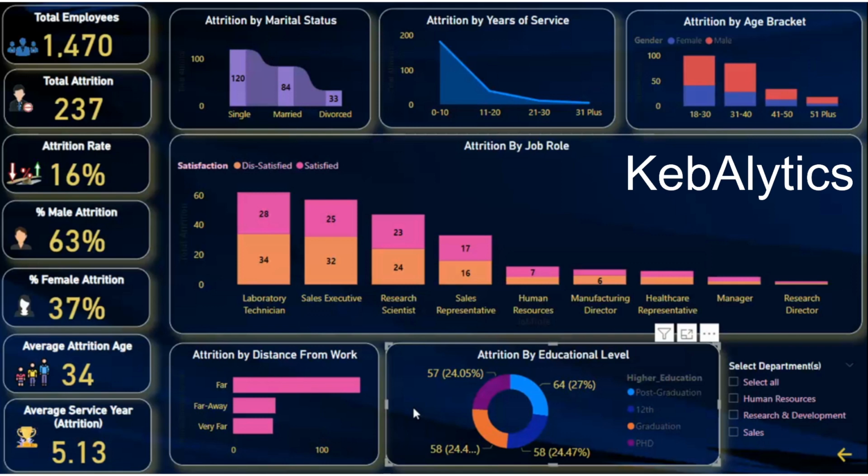63% of the 237 persons that have left are males, 37% are females. The average attrition age is 34. Average service year is 5.13. And then we have a graph that can also tell a lot of stories. So this is a sample of what we will be working with. As you can see, we have lots on our hands. In the next session, we'll start our analysis by first bringing the data we want to analyze into Power BI. So see you in the next session as we start our actual analysis.